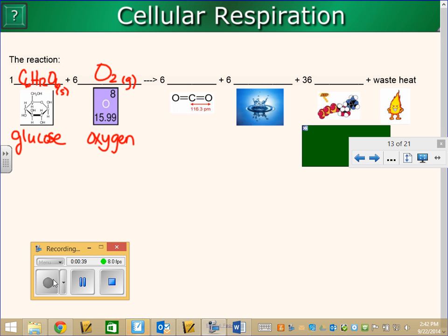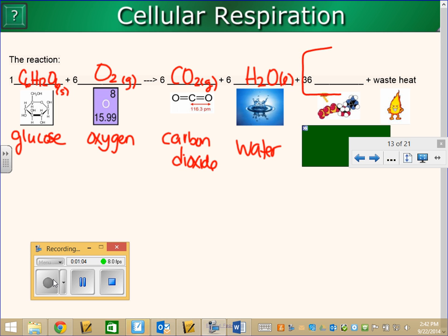You'll notice that I'm writing the word and the formula because you need to be able to recognize both. The products are 6 molecules of carbon dioxide, 6 molecules of water.